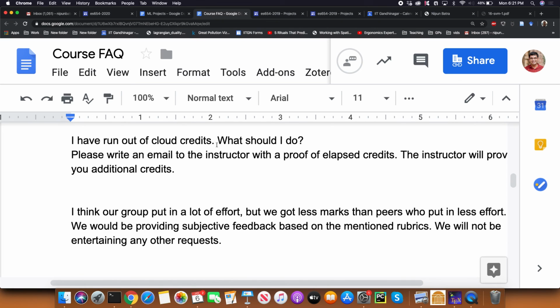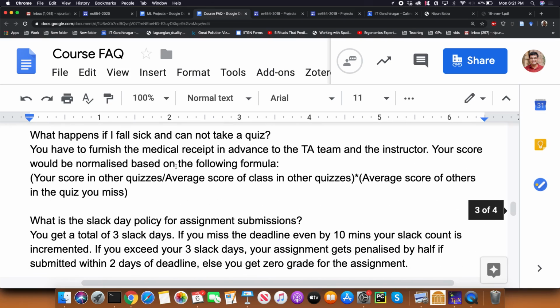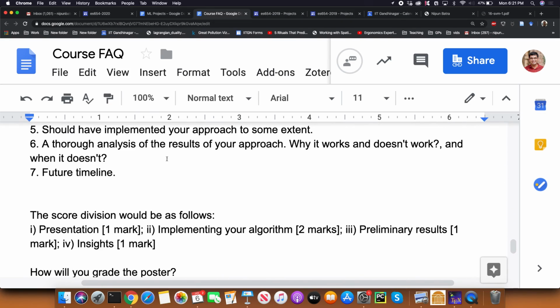One thing which I want to clarify upfront is that we will not entertain questions like this: I think our group put in a lot of effort, but we got less marks than peers who put in lesser effort. We believe that the evaluation team will try to do their best so that no bias creeps in. We have anyway given the specific points on which you will be graded. Hopefully, we'll be giving you feedback for each of the specific parts of the projects. I'll not cover the other aspects which are mentioned already in the FAQ.